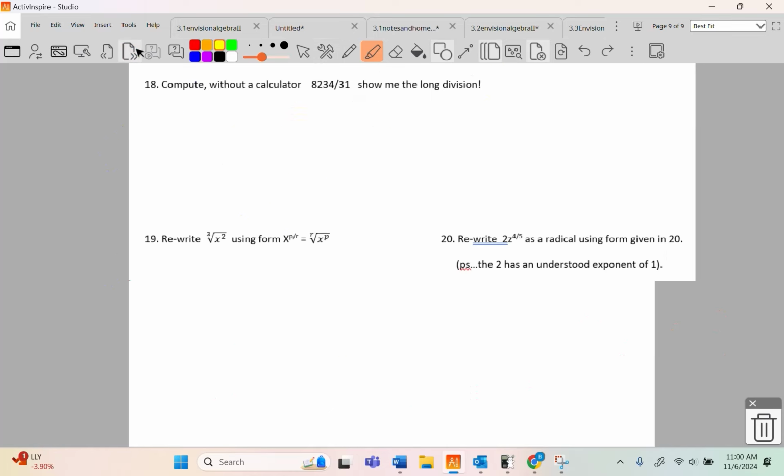Moving forward. I'm not doing that one. Okay, so see this little guy right here? Rewrite the cubic root of x squared using the form x to the p over r is the rth root of x to the p. Exponents are coming. Be afraid. Exponents are coming.